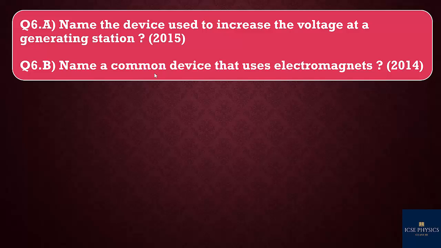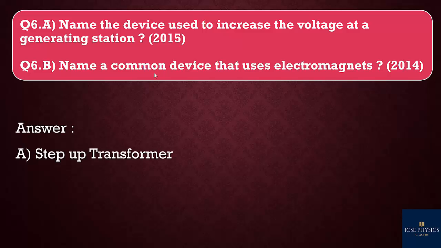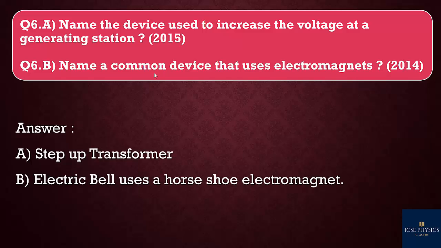Question number 6. Name the device used to increase the voltage at the generating station. Answer is step-up transformer. The second part of the question, name a common device that uses electromagnets. Answer is electric bell, which uses a horseshoe electromagnet. You can also write electric motor, lifts, electric amplifier, loudspeaker, microphone, anything as you think. Any common device you can write.